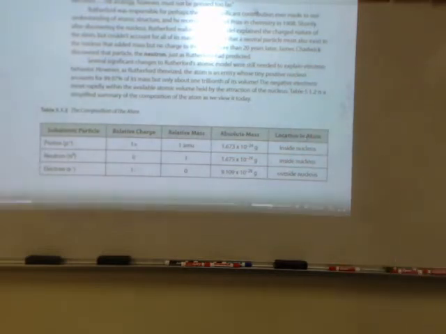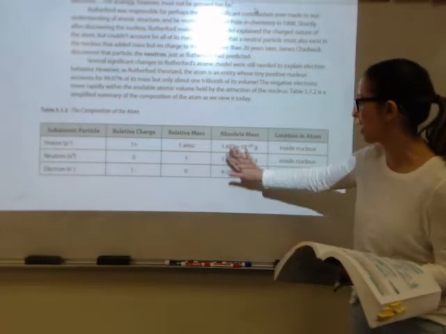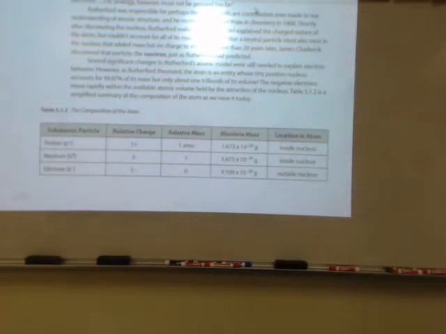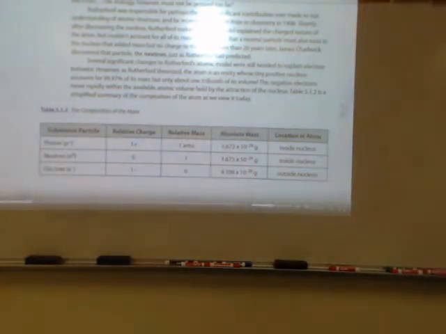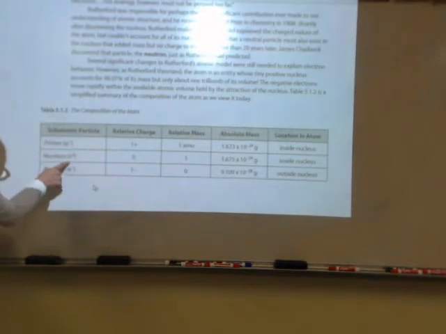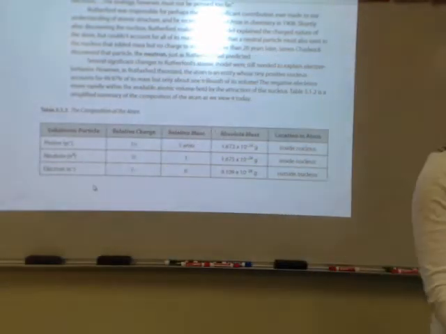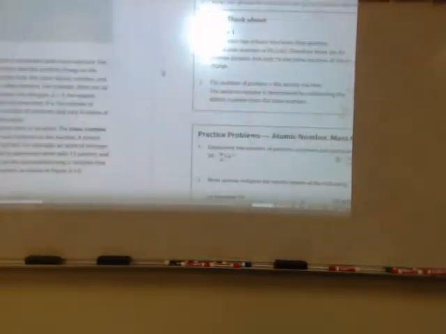Now, the summary of the 3 subatomic particles is given for you in this table. We tend to use the relative mass, not the absolute mass. And if we go to the next page, I want to point out one thing. They give you the abbreviations for protons, neutrons, and electrons within that table. Let's go to the next page and look at the quick check.